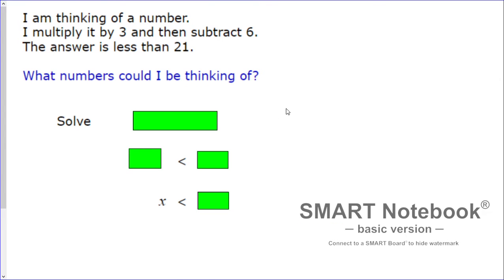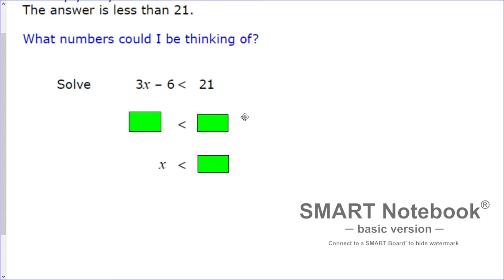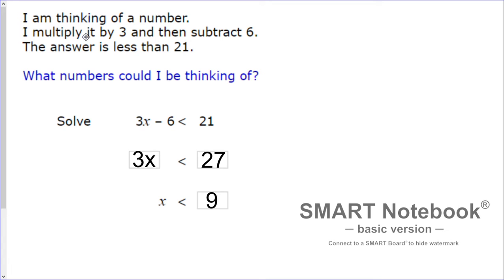Why don't you give this one a try? Multiply it by 3 and subtract 6. The answer is less than 21. Did you say 3x minus 6 is less than 21? Then we solve the exact same way as before. First we add 6 to both sides. And we get 3x is less than 27. Then we simply divide out the 3. 27 divided by 3 is 9. Any number less than 9 will answer this question.